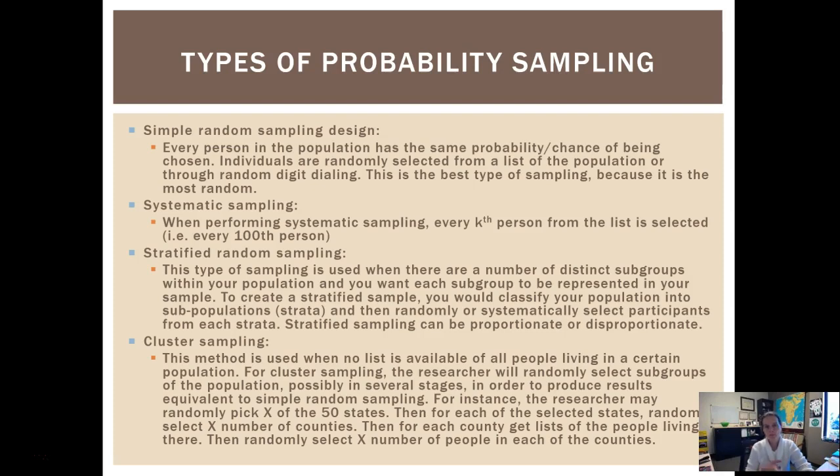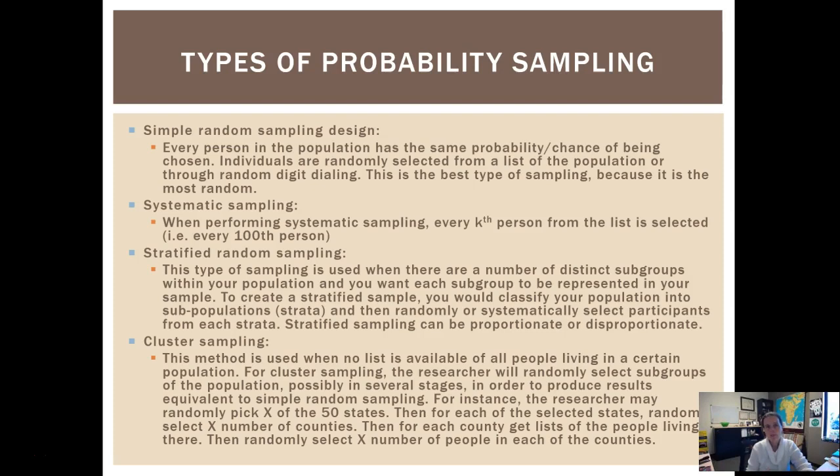Again, simple random sampling is probably the best because it is the most random. In that case, every single person in your population has the same likelihood, the same chance of being chosen for study participation. Systematic sampling, also probability sampling. In that case, you're going to choose every kth person from a list, every 100th person, every 10th person, every thousandth person.